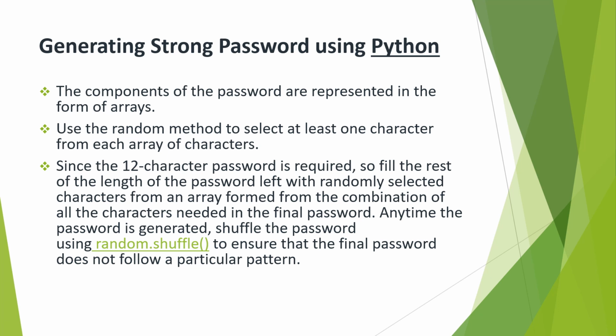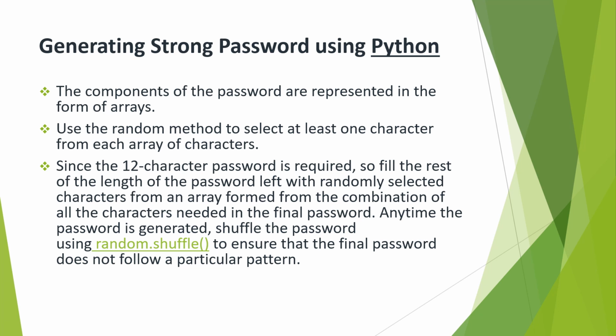Each time the password is generated, shuffle the password using random shuffle. To shuffle, at first we give an array of a 12 letter password. Then, using random shuffle, we can shuffle that password. If we shuffle, it will give one password, and even we don't know what may come.